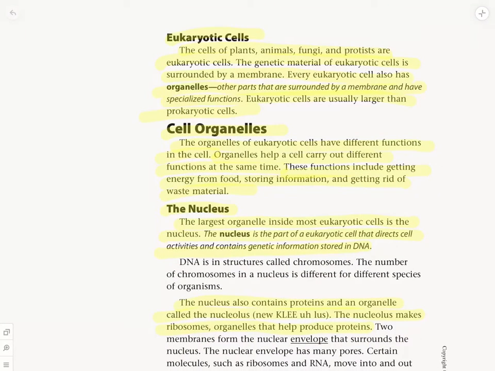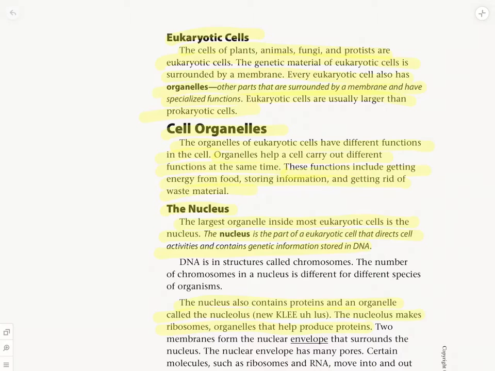Eukaryotic cells. The cells of plants, animals, fungi, and protists are eukaryotic cells. The genetic material, or DNA, of eukaryotic cells is surrounded by a membrane. Every eukaryotic cell also has organelles, other parts that are surrounded by a membrane and have specialized functions. Eukaryotic cells are usually larger than prokaryotic cells. Cell organelles. The organelles of eukaryotic cells have different functions in the cell. Organelles help a cell carry out different functions at the same time. These functions include getting energy from food, storing information, and getting rid of waste material.